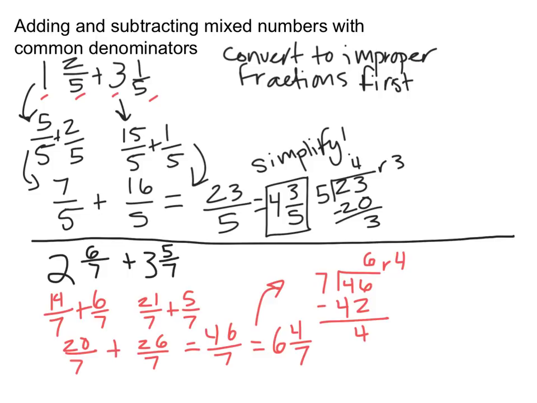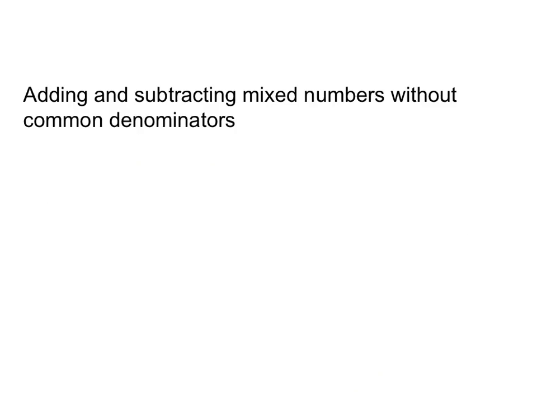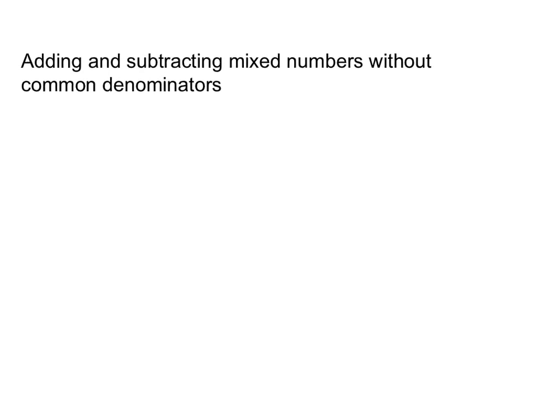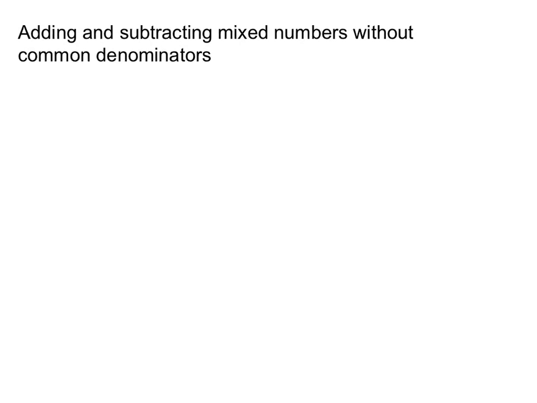Okay, so now let's work on how to do this when you don't have common denominators. And the process is exactly the same, except as your first step, you need to make a common denominator. So you just have one more thing to do. So let's start by adding 5½ plus 3 2/3.